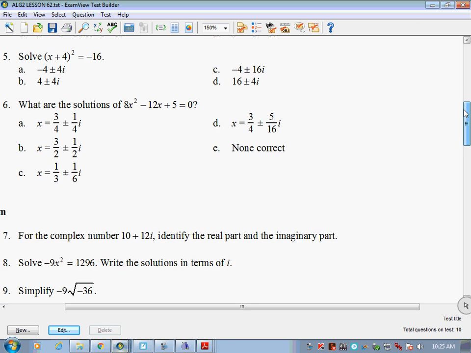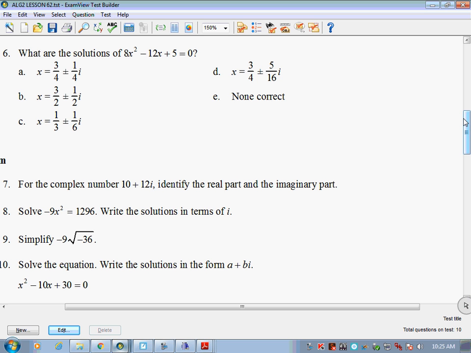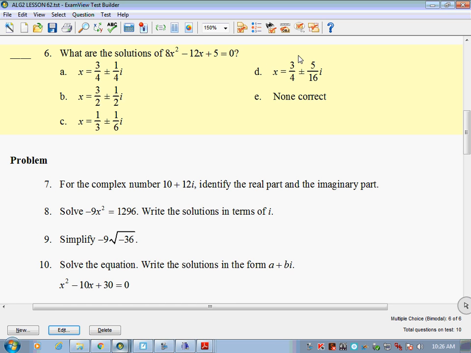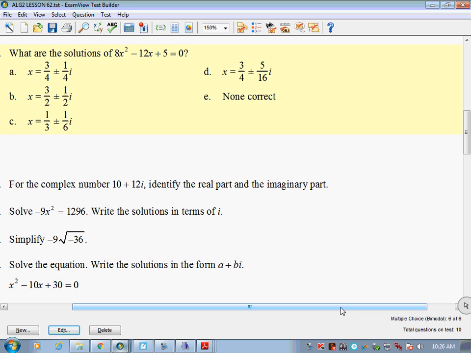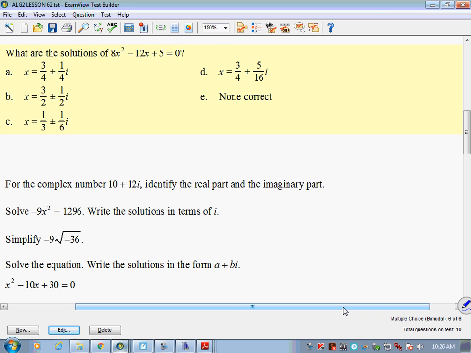Number 6. Okay. So we're going to do what we did in the other couple questions up. We're going to solve by completing the square. What's the first step in completing the square? Subtract 5. So that's good. Oh, messed that up. Okay. So as I do that, I'm going to get 8x squared minus 12x equals negative 5.